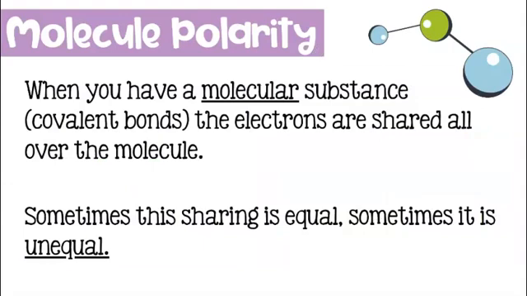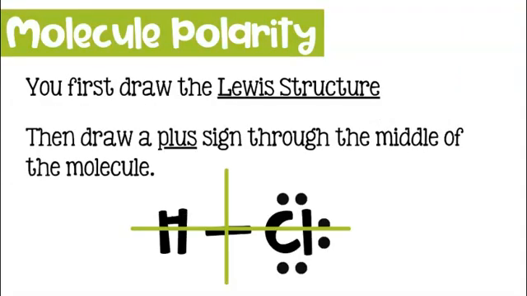So when you have a molecular substance which has covalent bonds inside, the electrons are all shared throughout the molecule. Sometimes the sharing is equal, whereas others it is unequal. This distribution of electrons determines the molecule polarity. How can you determine the molecule's polarity?